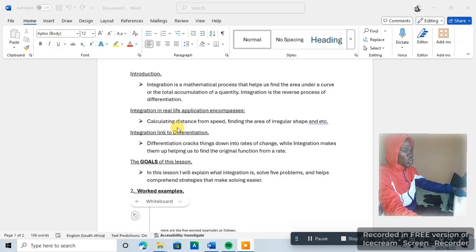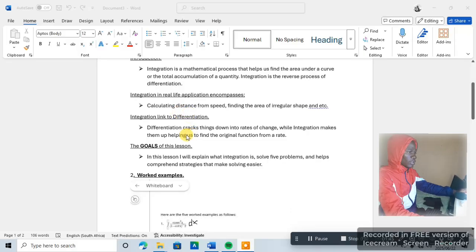Thirdly, we need to understand how integration is linked to differentiation. Differentiation breaks things down into rates of change, while integration builds them up, helping us to find the original function from a rate of change.